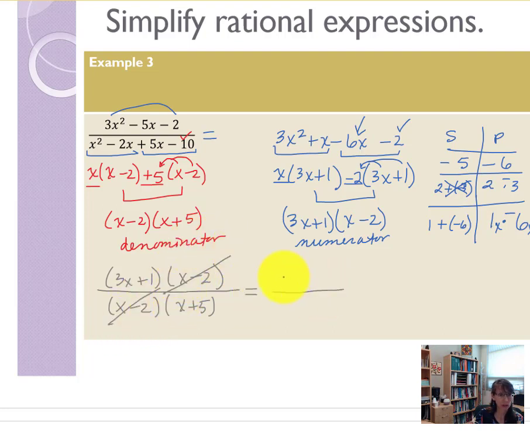Our final answer is quantity 3x plus 1 divided by quantity x plus 5. So it is involving several steps, and it gives you a good workout with all of the different factoring techniques.